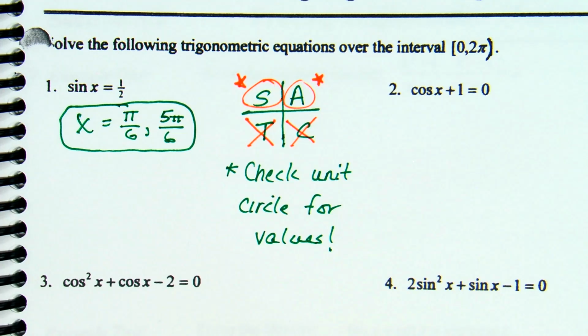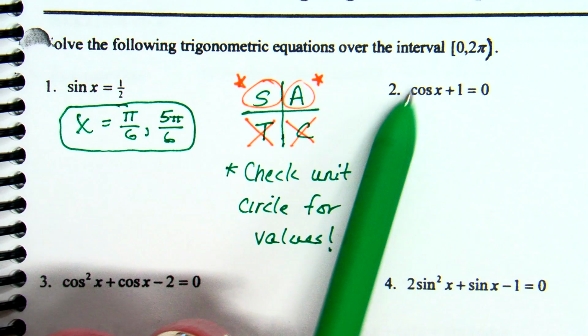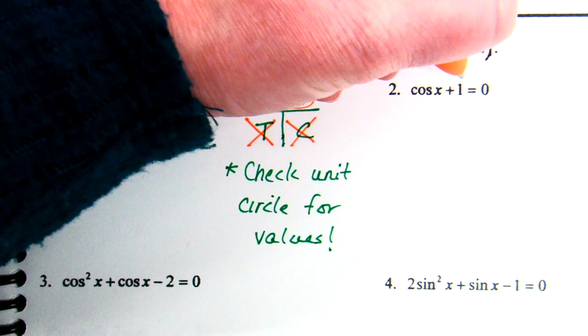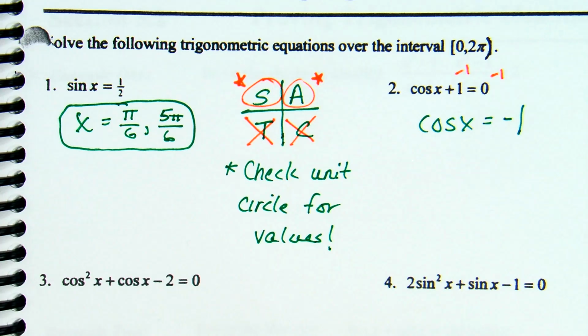Okay, let's try 2. Our equation is cosine x plus 1 equals 0. First thought, if we want it to look like this one, where it was sine x equals a number, how do we make this cosine x equals? It's plus 1, subtract 1. So then I have cosine x equals negative 1. So at this point you're asking yourself, at what angle does cosine equal negative 1?